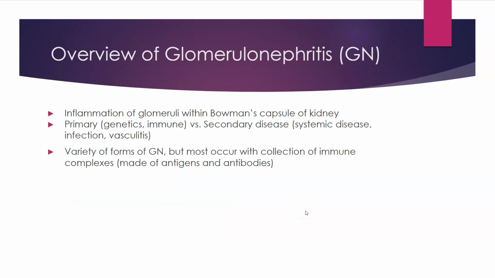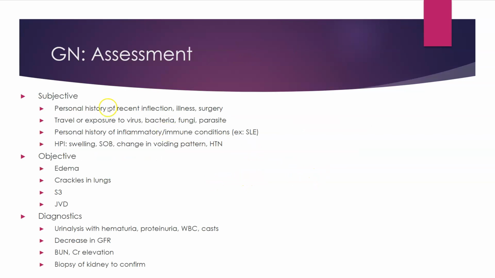Glomerular nephritis is inflammation of the Bowman's capsule. And so this can be either primary through genetics or immune, but I've seen it more commonly with secondary disease, with the vasculitis infection taking place and then causing this. So a lot of different forms, but oftentimes it's immune complexes. And so where we see this a lot is your strep throat, recent upper respiratory infections and stuff like that.